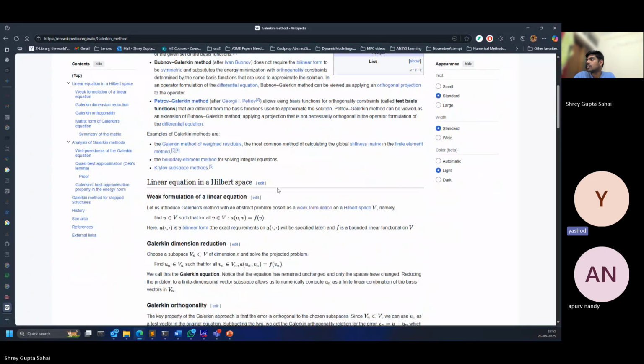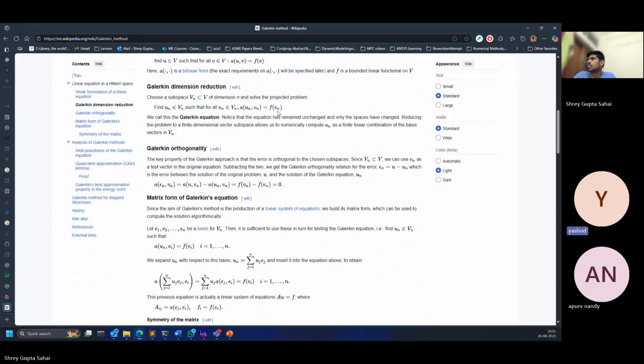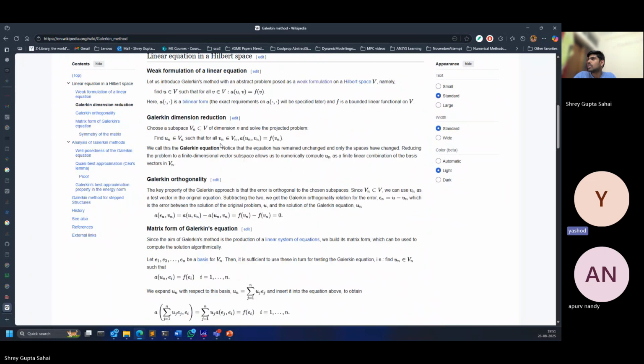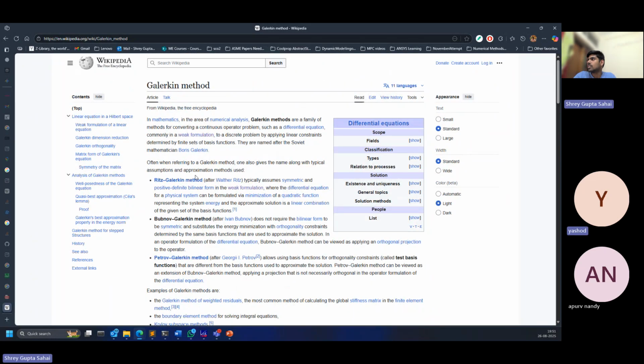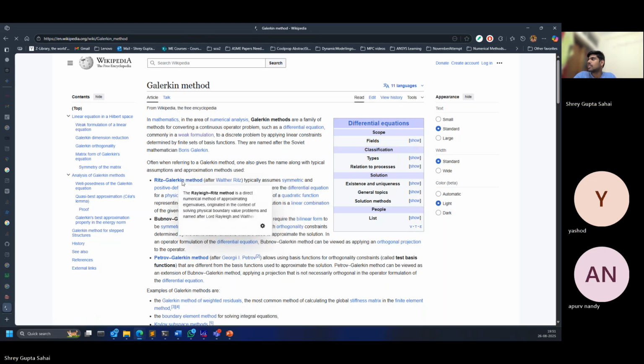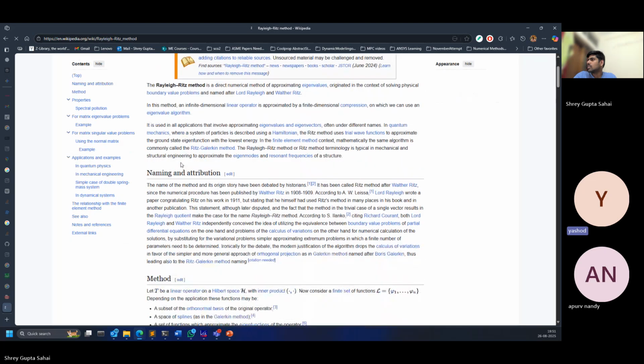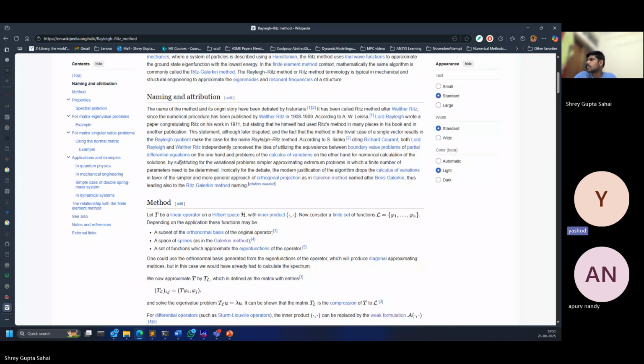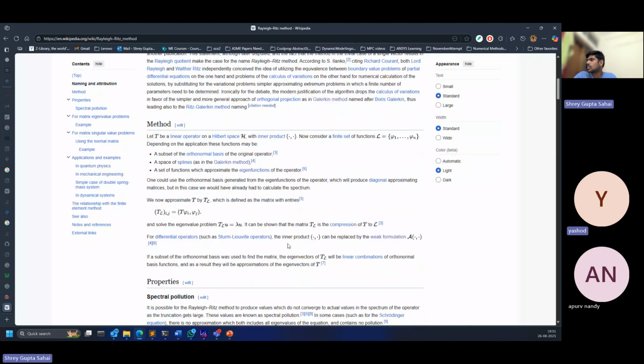In the Galerkin method, we assume the bilinear form is symmetric and positive-definite. In that method, we assume that the shape function and the weight function are equal. So we formulate using that assumption.